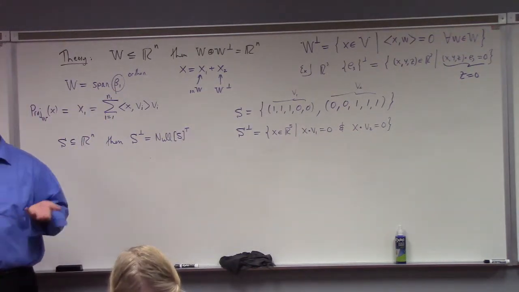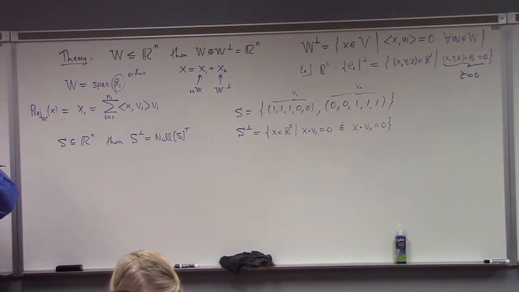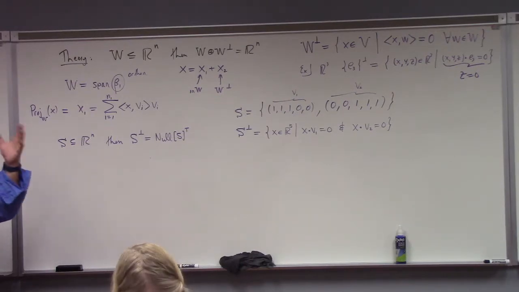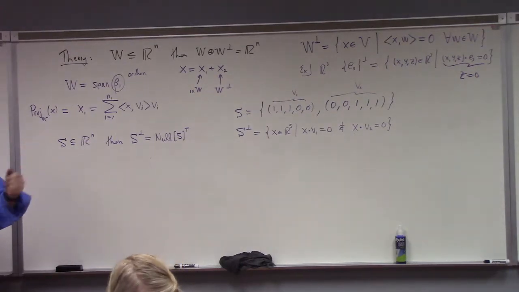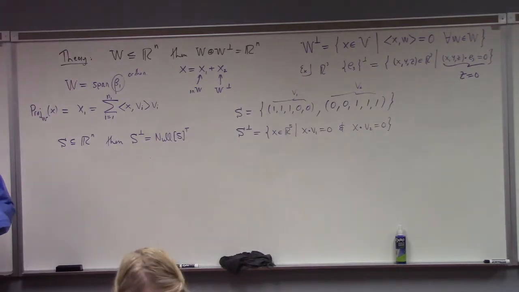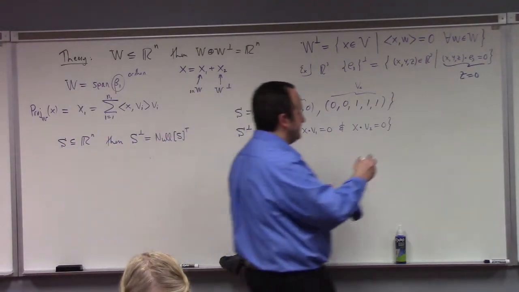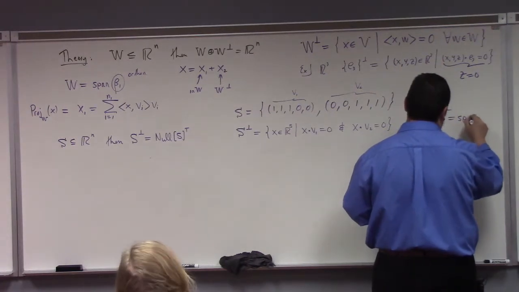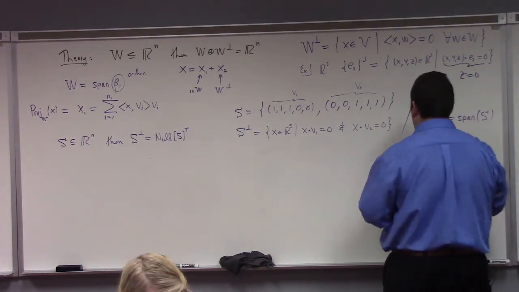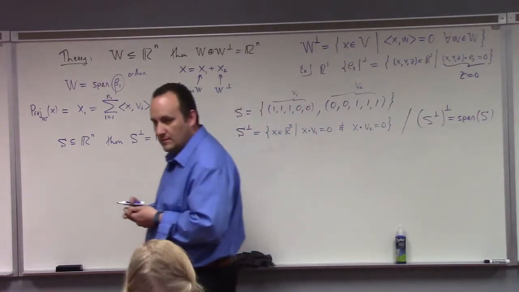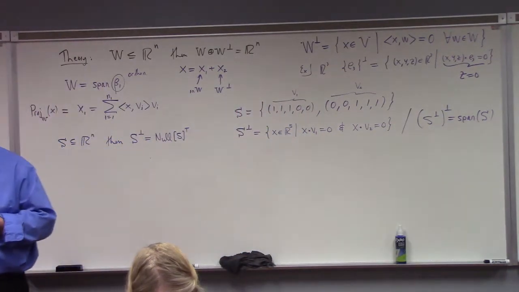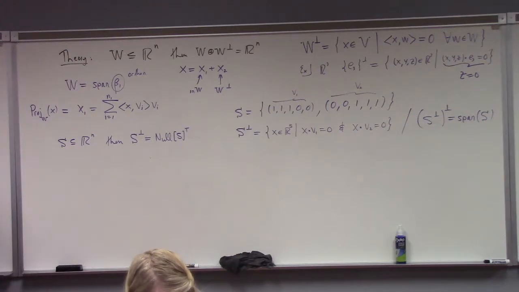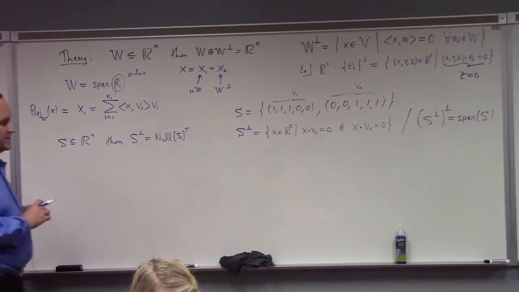One of your homework problems was to prove that the perp is a subspace, no matter what S is. Even if S is not a subspace, the perp to S is a subspace. And the perp to the perp is always the span of S, S perp perp. That's something that's true. If S already happens to be a subspace, then the span of S is just S again. All right, but anyway, let me focus here.